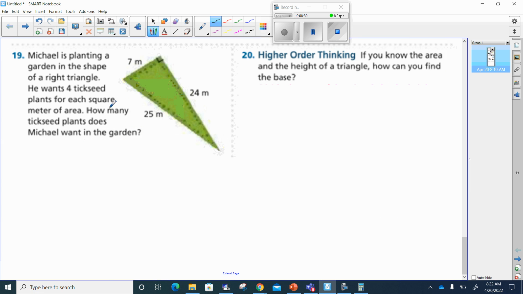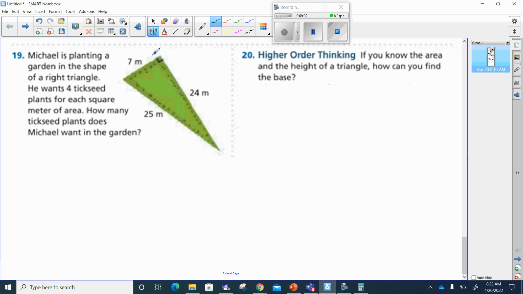All right, we're off to number 19. I think this is my last one. Michael is planting a garden in the shape of a right triangle. He wants 4 tick seeds planted for each square meter of area. Okay, how many tick seed plants does Michael need? So when we get our answer, we're going to have to multiply it to 4, because he wants 4 tick seeds planted for every square area.